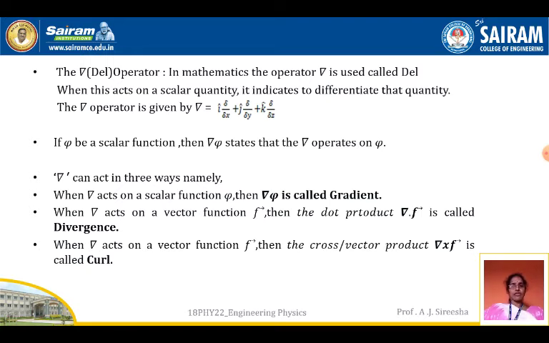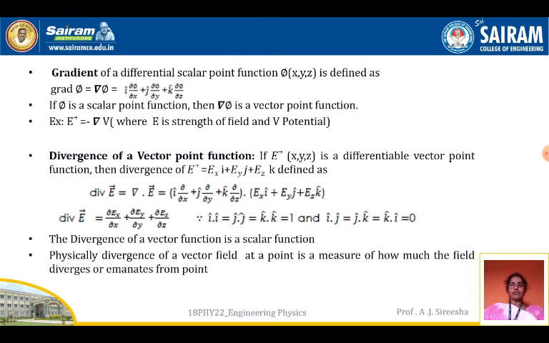So gradient, divergence and curl are the three things on which del will be operating. Now we will see what a gradient is. Gradient of a differentiable scalar point function phi of x, y, z is defined as grad phi equal to del phi equal to i cap into dou phi by dou x plus j cap into dou phi by dou y plus k cap into dou phi by dou z.